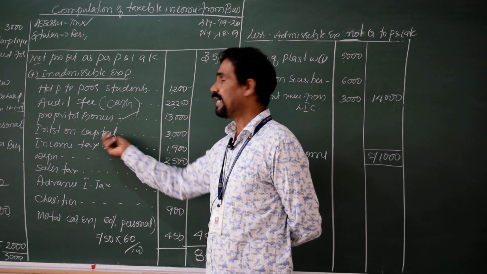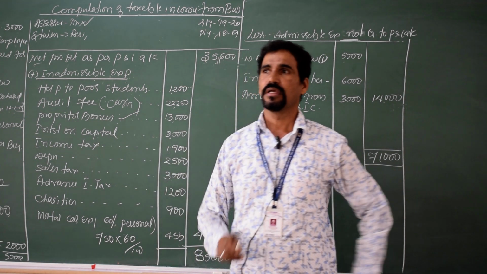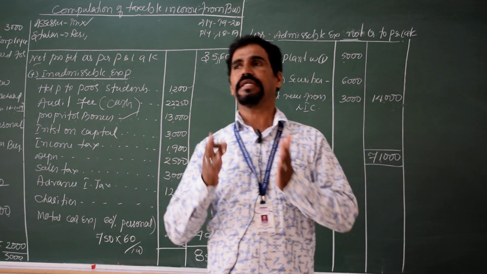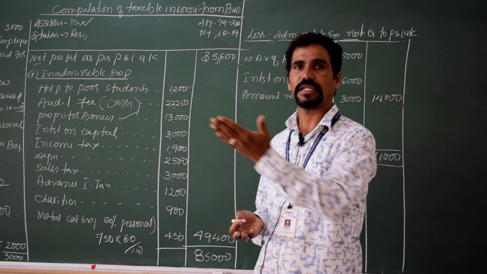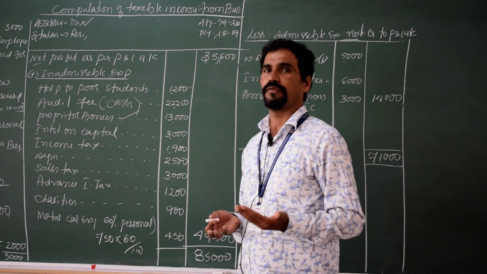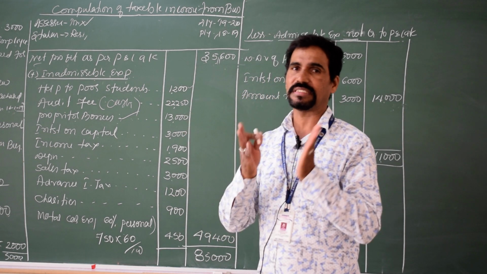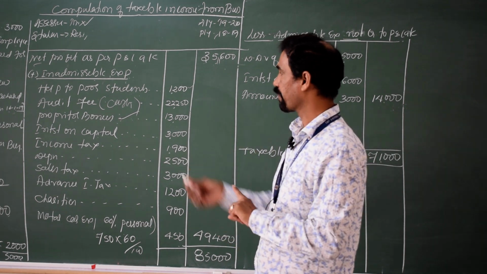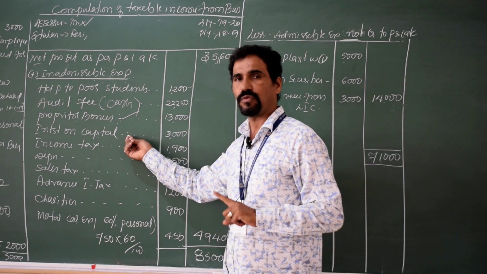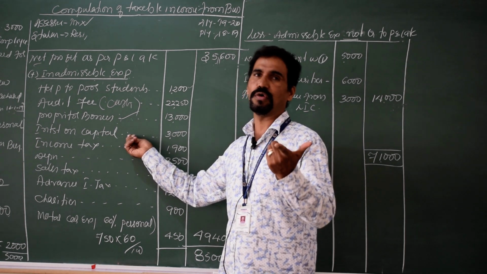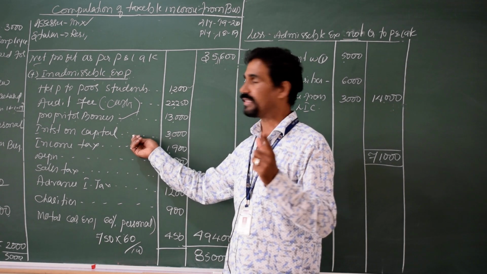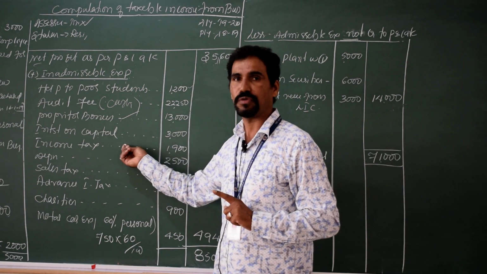Next one, interest on capital. As per the P&L account, we have that interest paid. When we receive a loan from the bank for the purpose of business, the interest payment is 100% business expenditure. But here it is interest on capital. What is capital? It is the initial investment introduced by the owner. So it is not a business expenditure, it is personal only.